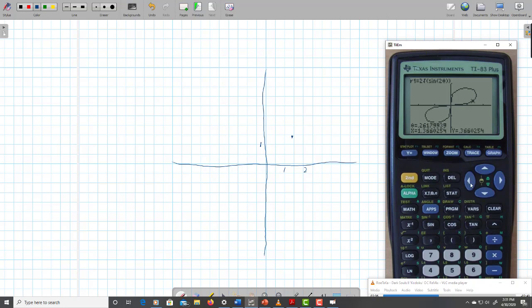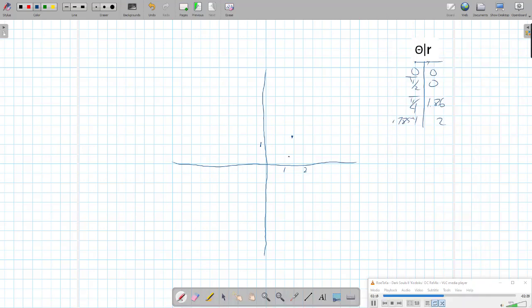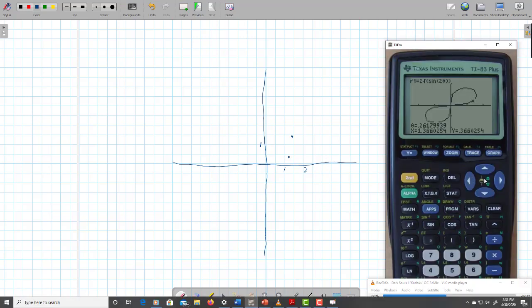And then let's just graph some of these others. So 1.36, 0.36, 0.37. So 1.36. And then up about right there. Then look at that part.